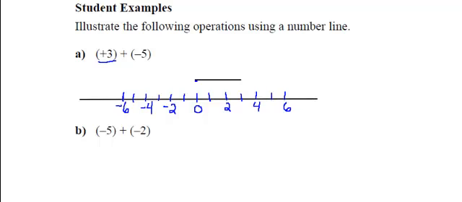Next, I take a look at my next integer. It's a negative 5. I'm adding a negative 5. Negative is to the left on a number line. So from the end of my first line, I'm going to go negative 5 points. And stop. You'll see that this puts me directly above negative 2. That means the answer to this particular question is negative 2.